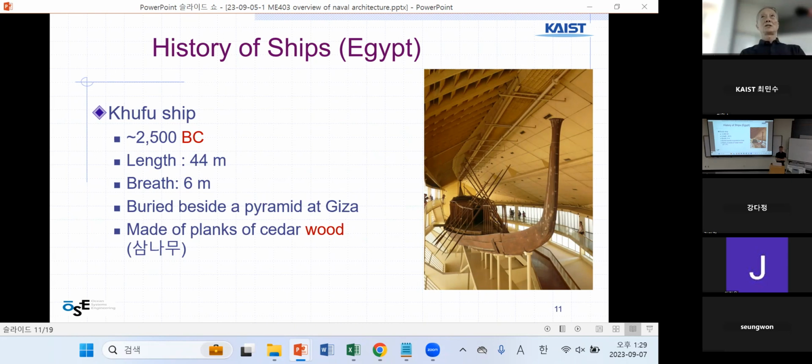A big one, using wood. If you are trying to make a wooden ship of this size, you may imagine how difficult it will be. The breadth is this size, and then it was buried. They found it at Giza, made of special cedar wood.